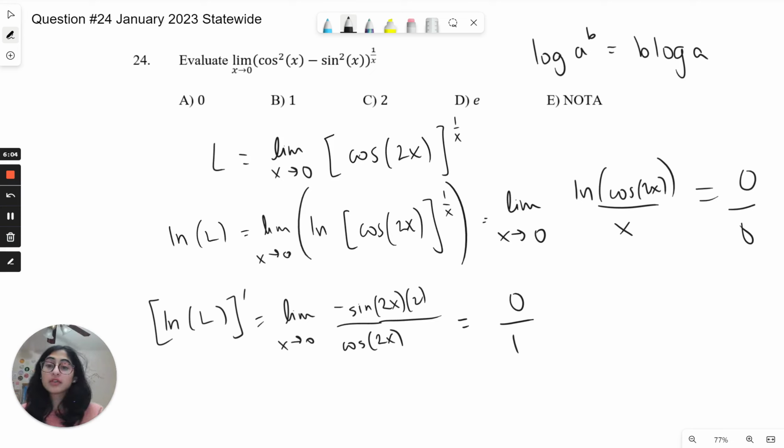So just be careful that you don't get too excited and click 0 as your answer, because remember, this is the natural log of the limit that evaluates to 0. We want to take the anti-log of that, get rid of this, and so our answer is e to the 0th power, which is equal to 1.